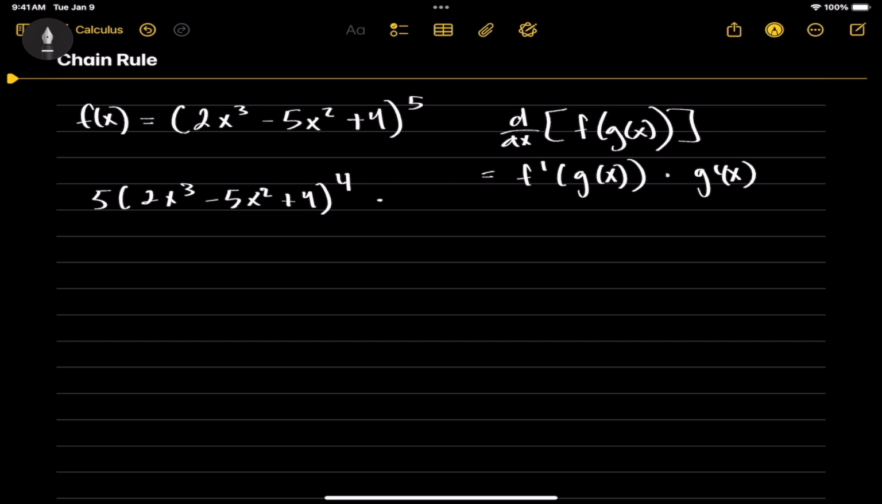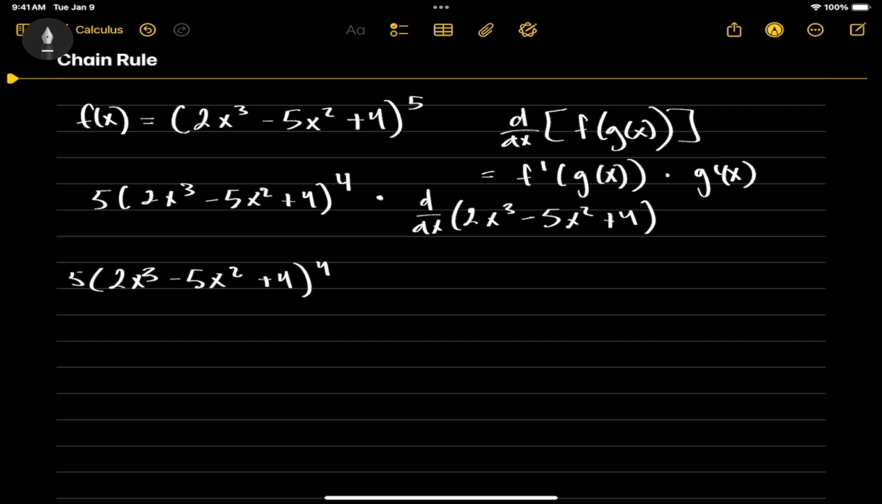And then we're going to have to take the derivative of the inner function. Let me erase this. Well, I'll keep the rule here. I should have done this a little bit further down, but let me just write it down here. I'm going to write it with d over dx of 2x cubed minus 5x squared plus 4. All right, now all we have to do is derive that. So we're going to rewrite 2x cubed minus 5x squared plus 4 to the fourth power, and we derive each term here.